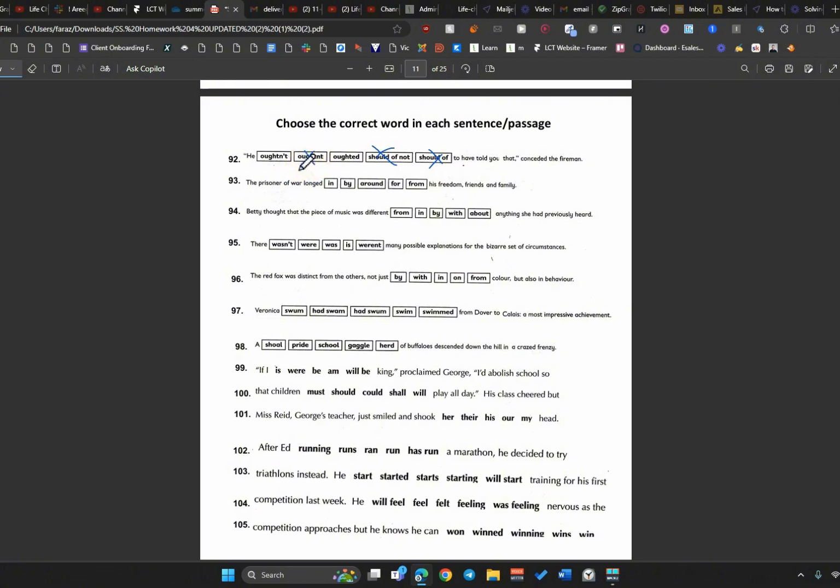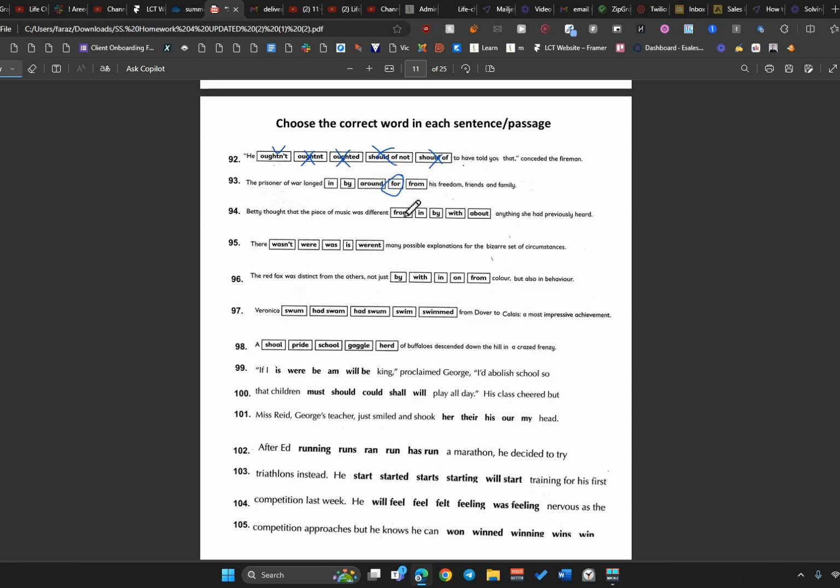This isn't actually correct English to have no apostrophe, and "he oughted to have told you that" doesn't make sense. It's not an actual word. So "oughtn't to have told you that" is the correct one, and that basically means he shouldn't have told you that. It's just another way of saying that. So the prisoner of war longed something, his freedom. So "longed for his freedom" is the one that makes the most sense. None of the other ones match.